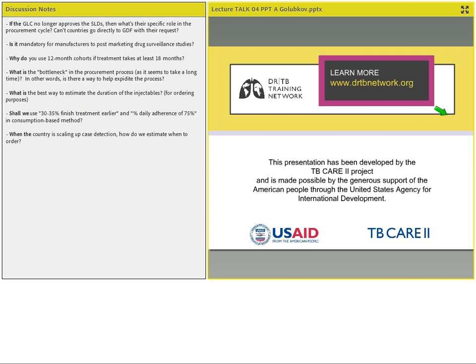What is a bottleneck in the procurement process? It seems like a long time. In other words, is there a way to help expedite the process? The bottleneck, I explained to you that, again, few manufacturers exist, and there is actually a waiting line. So that's why we have 6 to 9 months, or even sometimes 12 months between the order and when we get a drug in a country. Also, sometimes drugs may be waiting in the customs of your country. Customs clearance may take a month or 2 months.